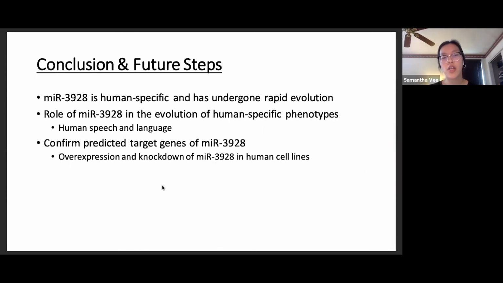Our next steps with this project would be to confirm that our predicted target genes are regulated by MIR3928, which can be accomplished through the overexpression and knockdown of MIR3928 in human cell lines. Next slide, please.